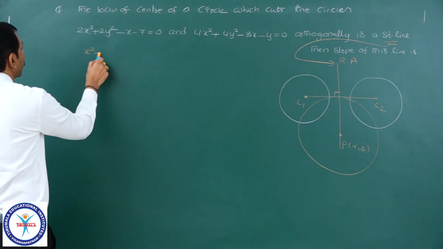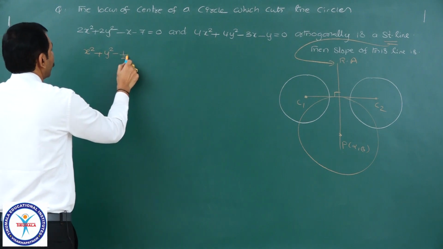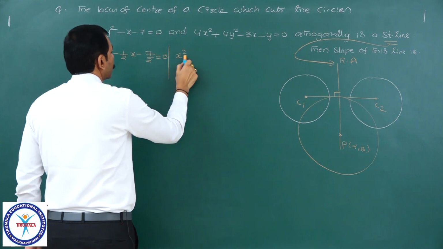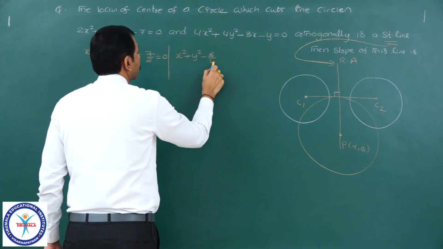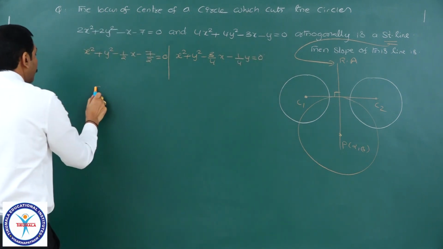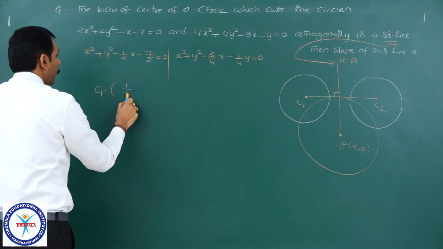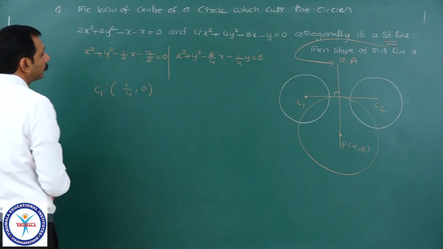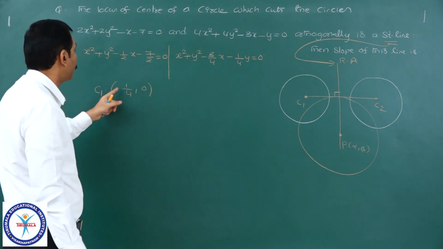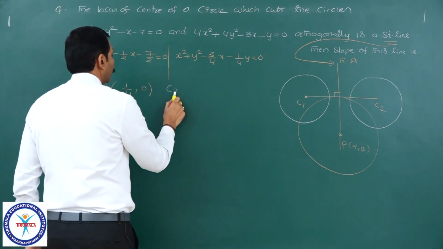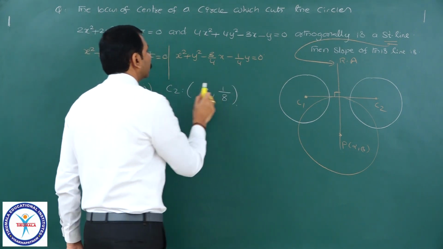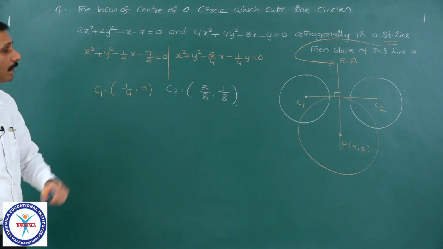This is the circle, meaning x square plus y square minus 1 by 2 into x minus 7 by 2 equal to 0. And the second circle is x square plus y square minus 3 by 4 into x minus 1 by 4 into y equal to 0. What is the center C1 of this circle? 1 by 4 comma 0. There is no coefficient of y. Half of the coefficient with opposite sign. And C2 is 3 by 8 comma 1 by 8. Half of the coefficients with opposite signs.